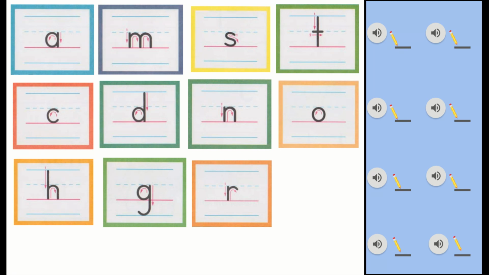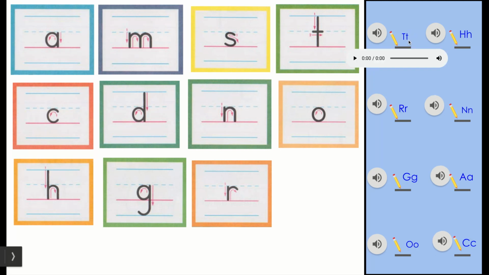Now let's check. The first sound we heard was T, like table, made by the letter T. The second sound, H, like hat, made by the letter H. The third sound was our new sound, the letter R, like rat. The fourth sound, like nail, made by the letter N. The fifth sound we heard was G, like girl, made by the letter G.